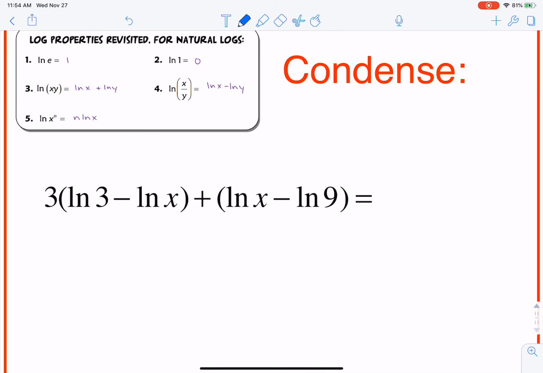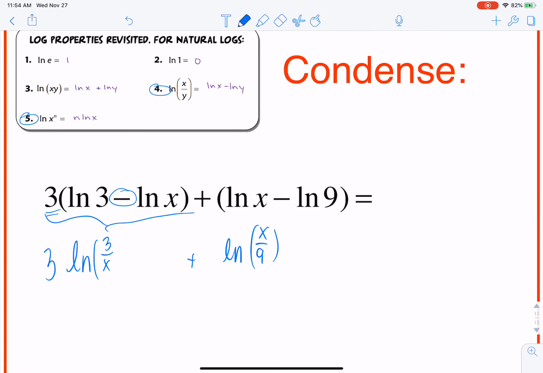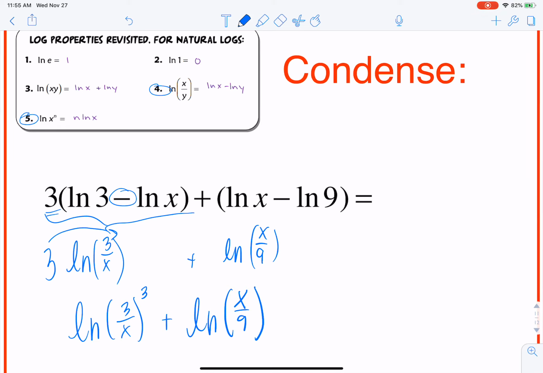I could use these properties to condense if I wanted to. So this could become here, I have a value out front and I have subtraction. So I can use my power and I can also use my division. So here this could be 3 times the natural log of 3 divided by x. And I could take this one step further, plus the natural log of x over 9 here. And I can use my power rule. So this is the natural log of 3 over x all cubed, plus the natural log of x over 9.